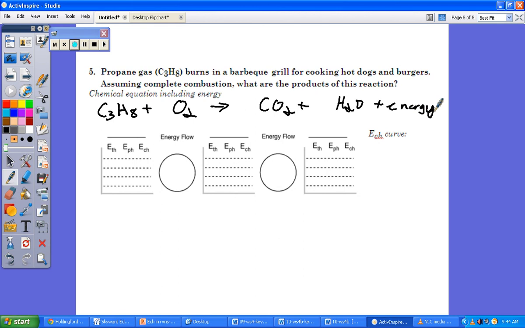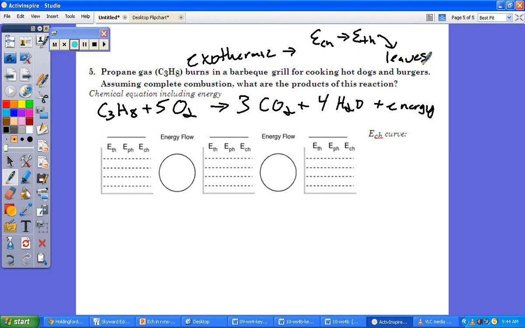So let's balance this up before we get too far into this. 5 O2, 3 CO2, and 4 waters to balance this. So again, this is exothermic, which means that we're going to have energy in the chemical changing to energy in the thermal, which then leaves the system. So let's start with our reactants here. Our reactants have a certain amount of chemical energy that's pretty high because eventually we're going to lose that chemical energy. We have a certain amount of thermal energy here.